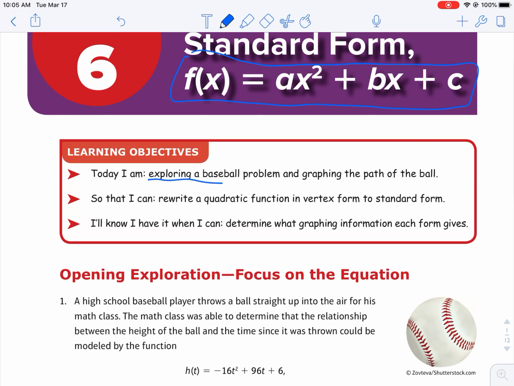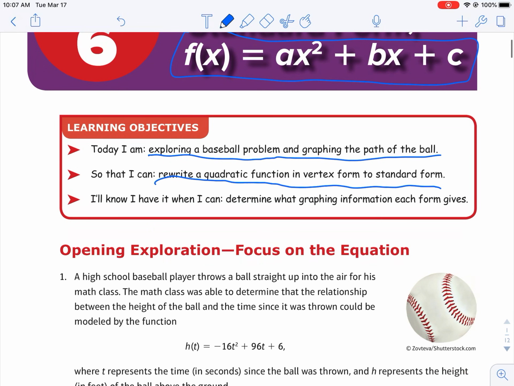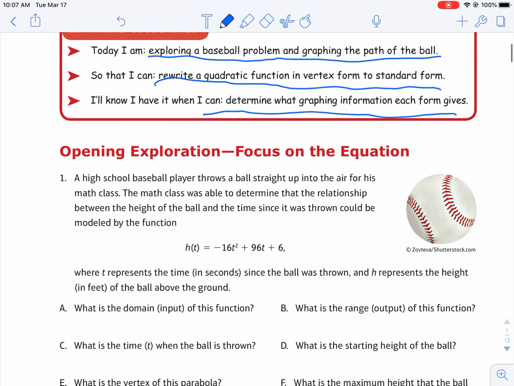We're going to be exploring a baseball problem and graphing the path of the ball so that we can rewrite a quadratic function in vertex form to standard form. I'll know I have it when I can determine what graphing information each form gives.